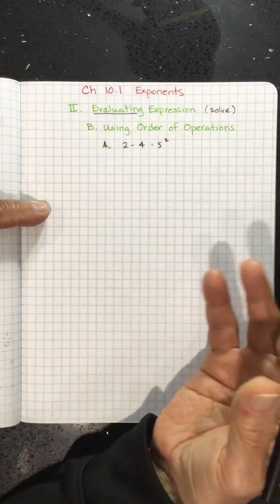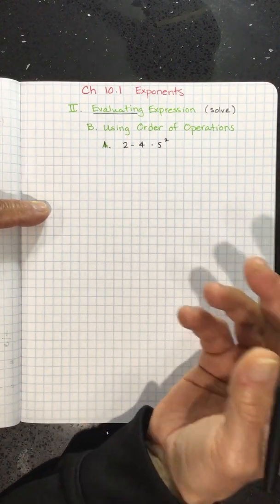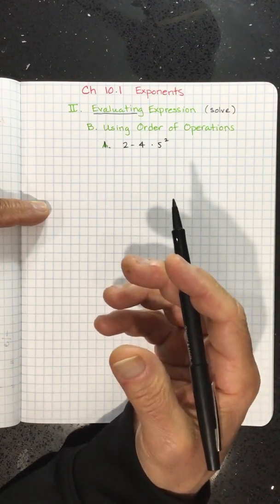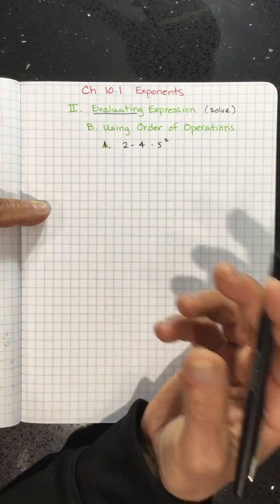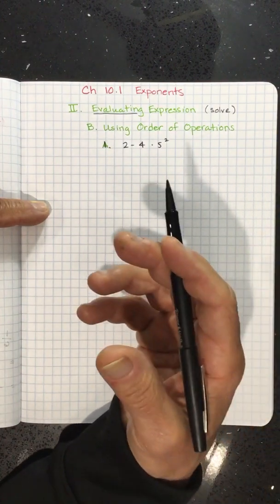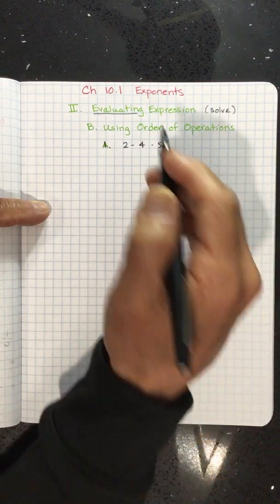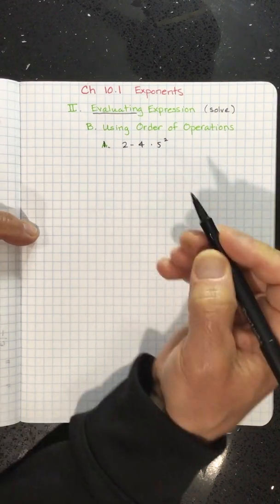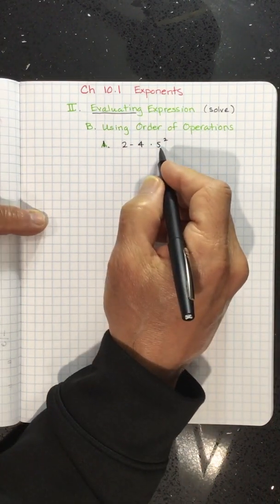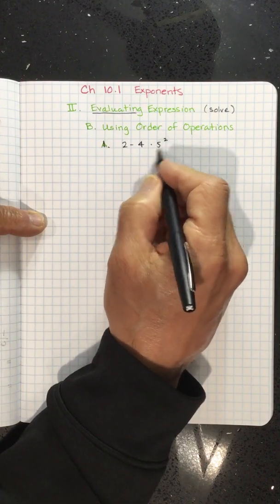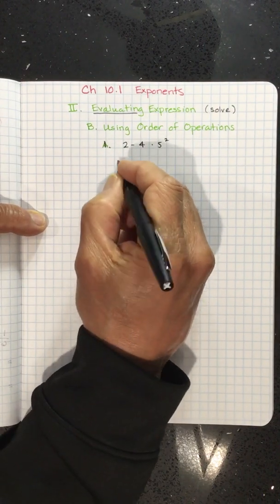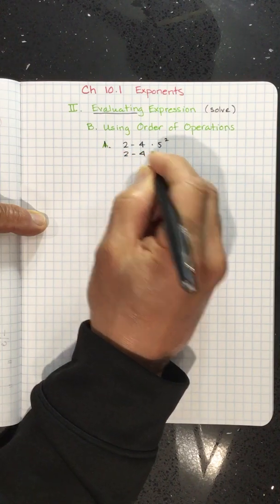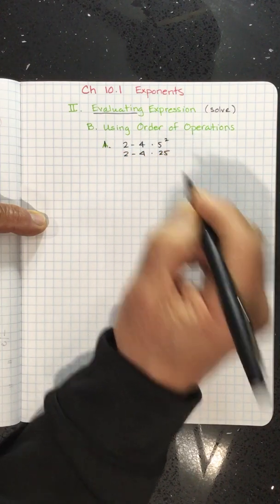We have grouping symbols, exponents, roots, multiplication, division, addition, subtraction. And it's not in that order exactly all the time. We have to know when to do something at all times. So this is 2 minus 4 times 5 squared. Now, we don't have any grouping symbols, but we do have an exponent right here, so we're going to start off with the exponent. So then this is going to be 2 minus 4 times 25.